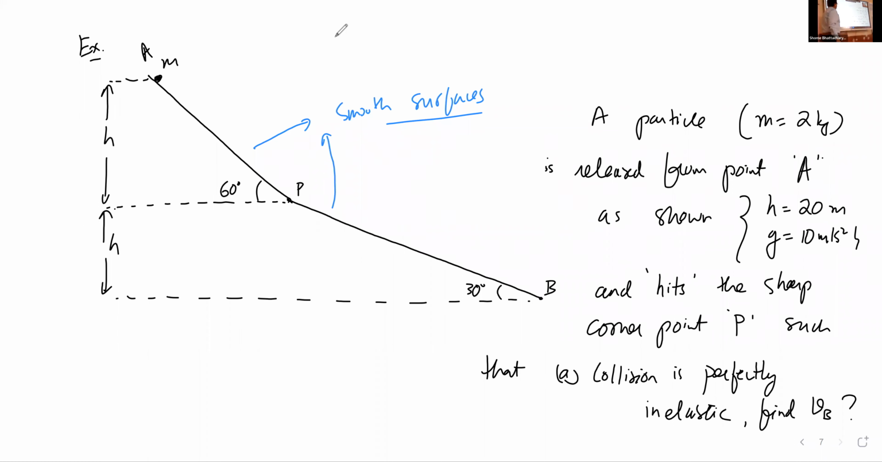In the first case, we consider that we release the particle from rest from A. It slides down and hits this sharp corner point P and makes a perfectly inelastic collision over there. That means it sticks to that surface, it doesn't bounce off. So it hits this and then changes direction and goes along that surface and reaches the point B. We have to find the speed by the time it reaches the point B.